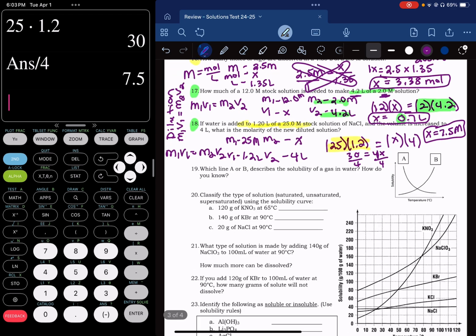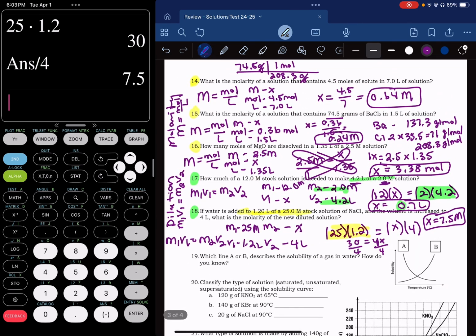All right, that concludes the calculations on the review. So if you were tracking with me, then you're going to do fine. Just remember that when you're given grams and the molarity questions, that you have to find that molar mass, and you will be good to go. All right.